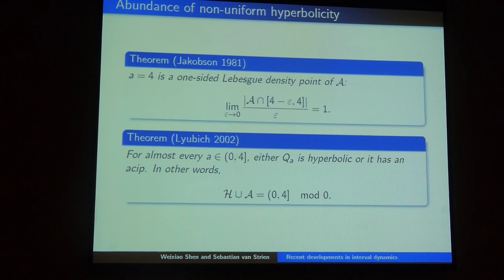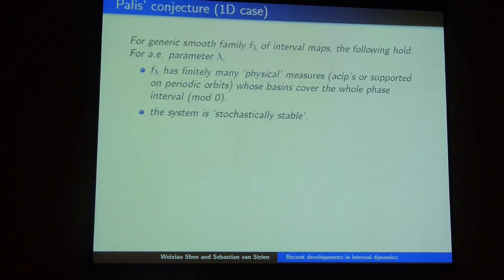So this is a major step in solving Palis' conjecture for unimodal maps. Palis' conjecture generally requires us to look at a general smooth family, say in the 1D case, of interval maps. We aim to show that for almost every parameter, the f_lambda dynamical system can be understood from a probabilistic point of view.